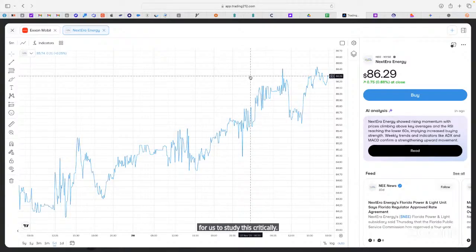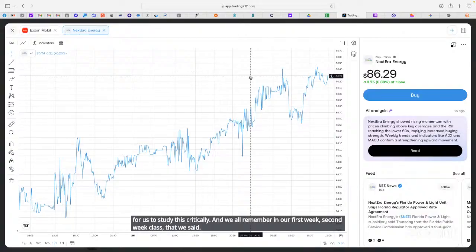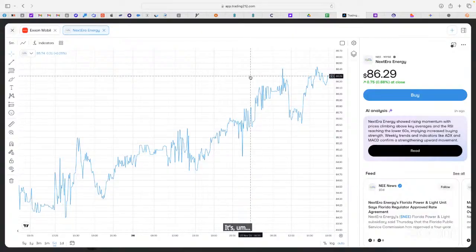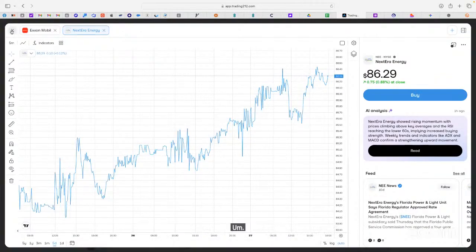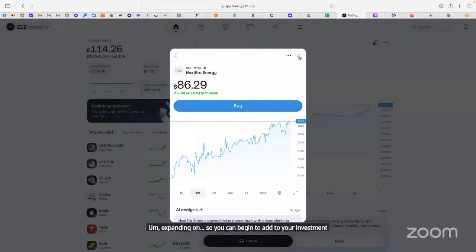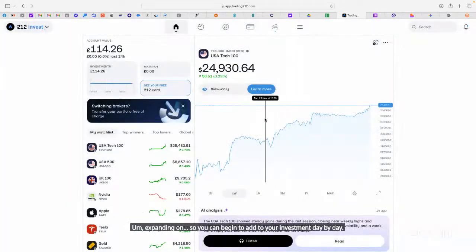And we all remember in our first week, second week class that we mentioned that your investment does not need to be big money. You don't need $100, $500 to start; $5, $10, $15. You can start to test all of these things. But by the time you grow to a level, you will begin to see that it's something that is interesting and worth expanding on. So you can begin to add to your investment day by day, and you'll see what is happening there.